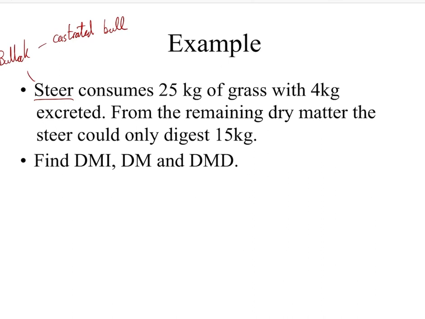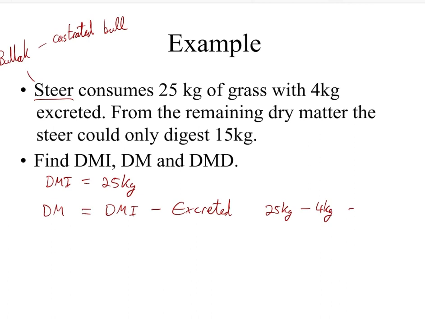So our DMI is the total amount of food taken in by an animal. So our DMI straight away is just going to be equal to 25 kilograms. When we're looking to find our dry matter, it's our DMI minus what the animal has excreted. Our DMI was 25 kilograms. They excreted 4 kilograms. Therefore, we're going to be left with 21 kilograms. That is our dry matter, when water and all waste has been removed from the total food taken in.